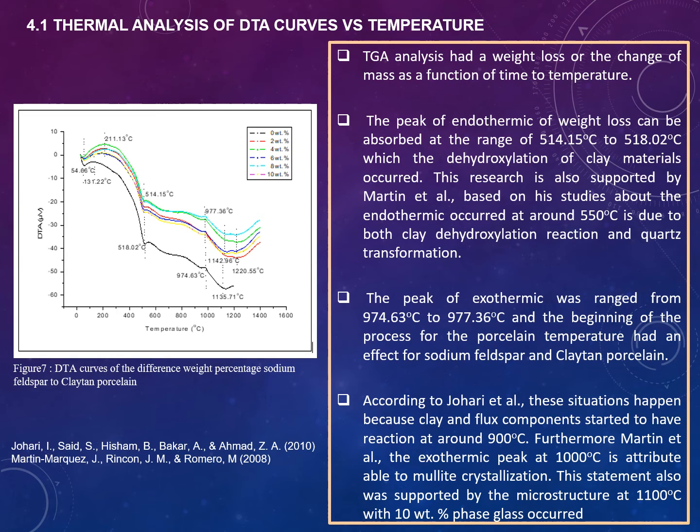And then Martin noted that the exothermic peak at 1000 degrees is attributable to mullite crystallization. This statement is also supported by the microstructure at 1100 degrees with 10% glass phase occurring.